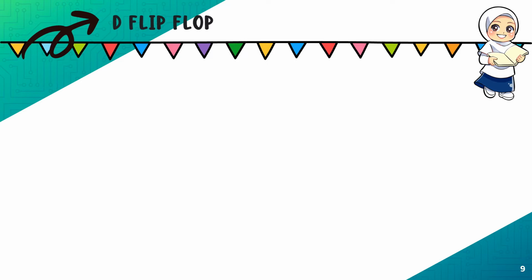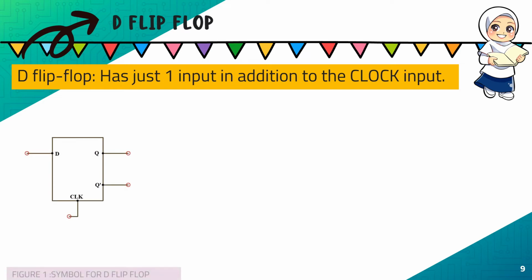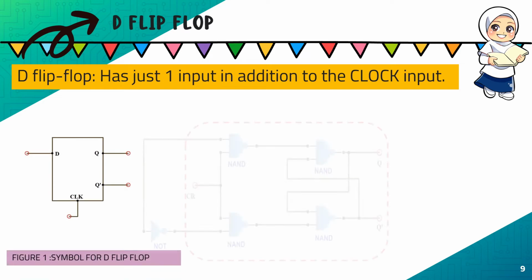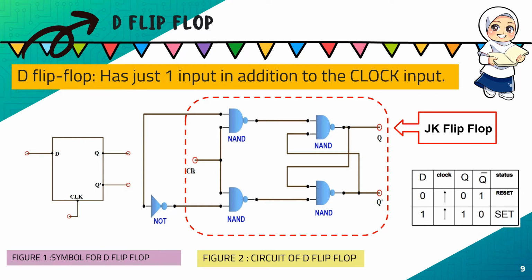This is D flip-flop. D flip-flop has just one input in addition to the clock input. Figure 1 shows the symbol for D flip-flop. Figure 2 shows the circuit of D flip-flop using NAND gates. The red line shows the JK flip-flop, which is part of the D flip-flop. Figure 3 shows the truth table for D flip-flop.